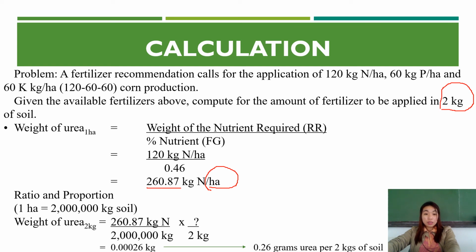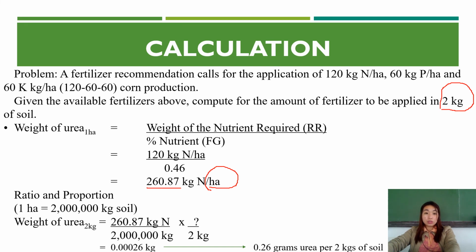So, cross-multiply: 260.87 times 2 kilogram divided by 2 million is equal to 0.00026 kilogram. And then convert it into grams, 0.26 grams urea per 2 kilograms of soil. So, this is what you are now going to apply in that 2 kilogram of soil. It's very small, very little. Okay, that is how you compute.